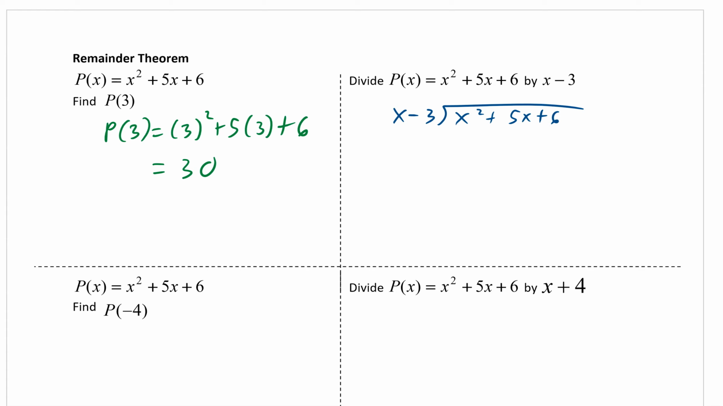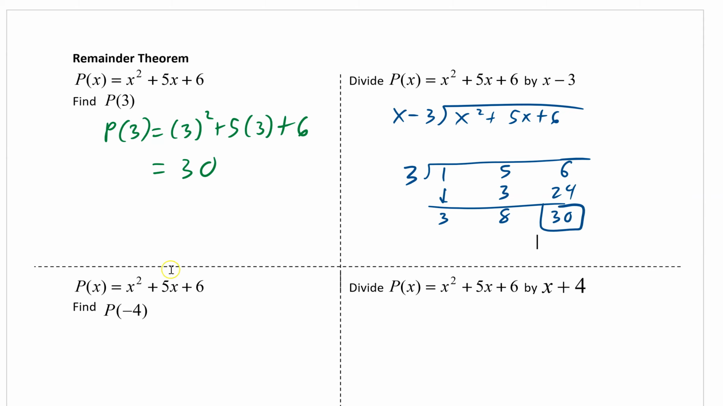We're going to use synthetic division, so this would be positive 3 into 1, 5, and 6. So that's 3. Multiply, that's 8. It's 24, and that's 30. Curious, right? That's 30. And that's 30.